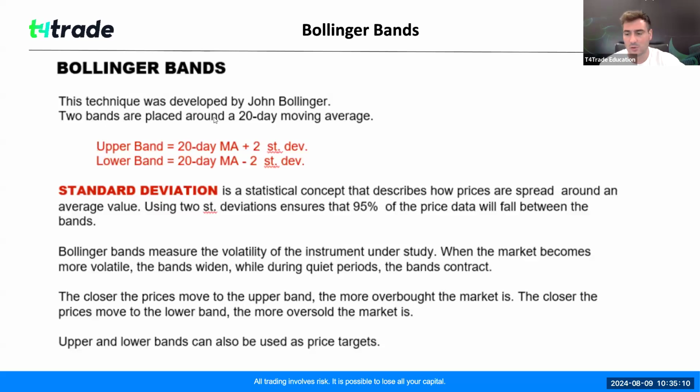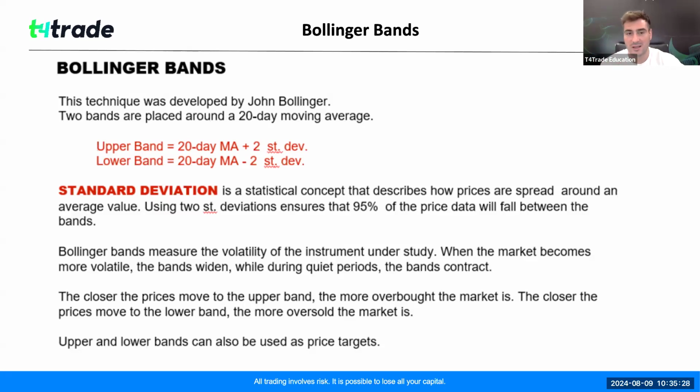So Bollinger Bands was a technique created by John Bollinger back in the 1980s, if I'm not mistaken. Two bands are placed around a 20-day moving average. The 20 can be altered to whatever period you like, by the way. This is the default setting.